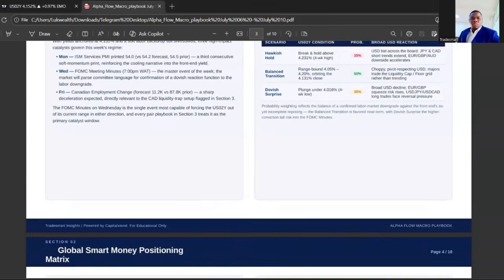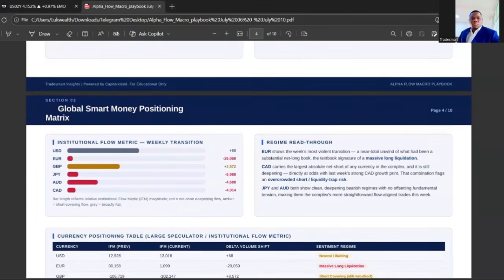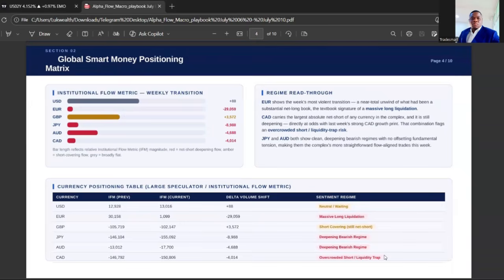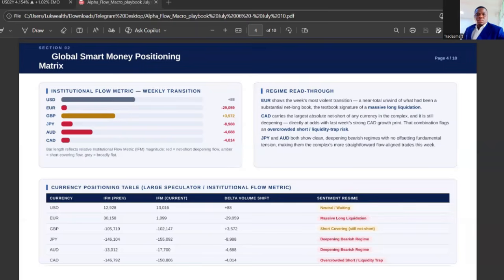So the next thing we have to look at is the global smart money positioning matrix. Every week regulators publish something called the COT report, Commitment of Traders. It shows how many contracts big institutional players like hedge funds and large speculators are holding, long or short. The COT data is one thing that you can't skip when you are trading in the financial market.